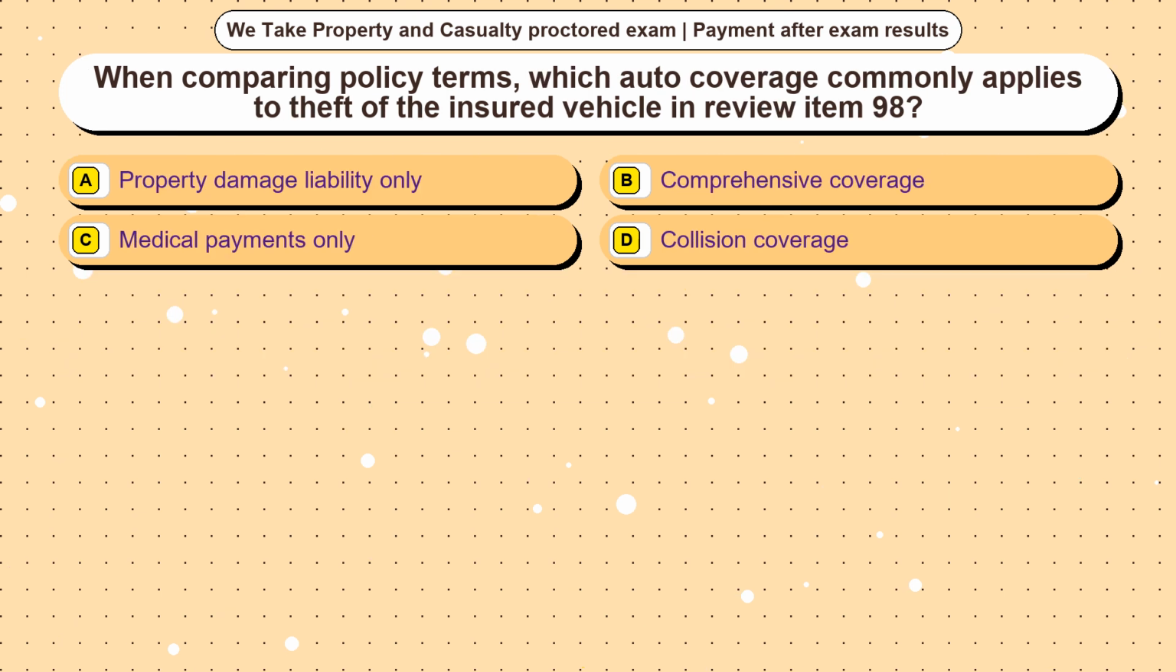Question 17. When comparing policy terms, which auto coverage commonly applies to theft of the insured vehicle in review item 98?